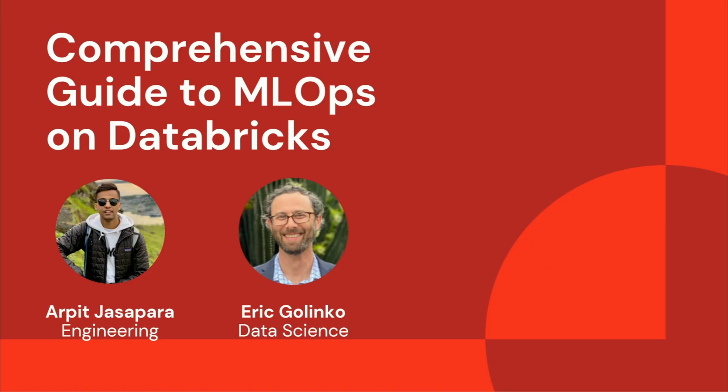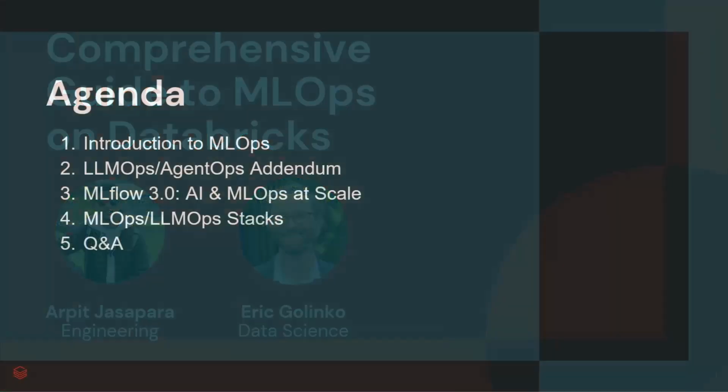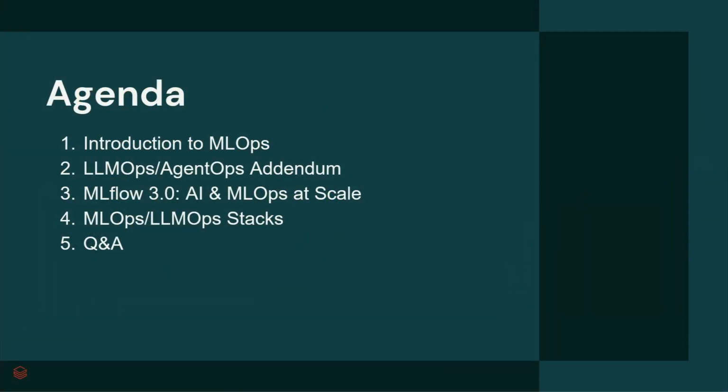So today we'll be talking about a comprehensive guide to MLOps on Databricks. We're going to go into what MLOps is, what LLMOps and AgentOps can look like in this world of GenAI, and MLflow 3.0, the latest iteration of MLflow that we've launched, specifically built for AI and MLOps at scale. We'll touch a bit upon MLOps and LLMOps stacks, the prime offering that Databricks has to get your MLOps infrastructure started off the bat. And then some Q&A at the end. So I think it's a pretty packed agenda. We'll try to make sure we cover everything.